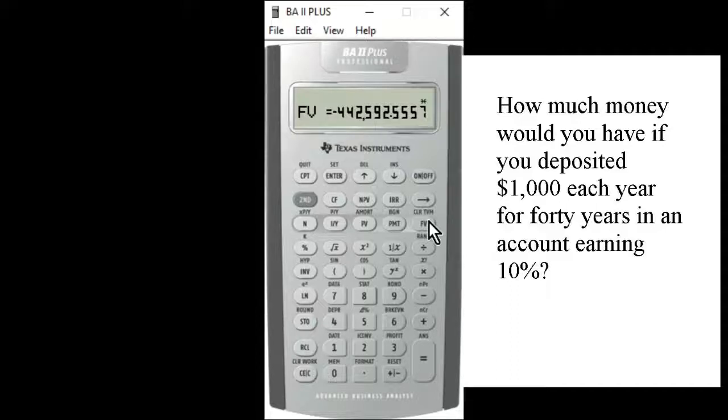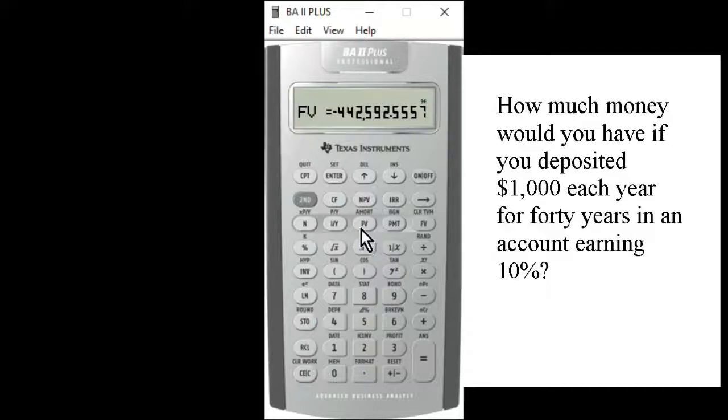Getting paid interest on your interest allows your money to grow at a larger pace every year because it's growing on top of itself. So, in order to calculate the future value on these, you have to remember to input your payment, but also keeping present value at 0.